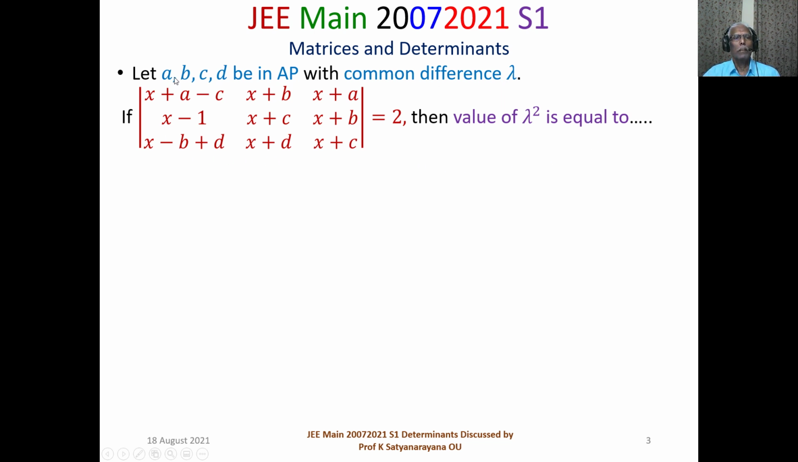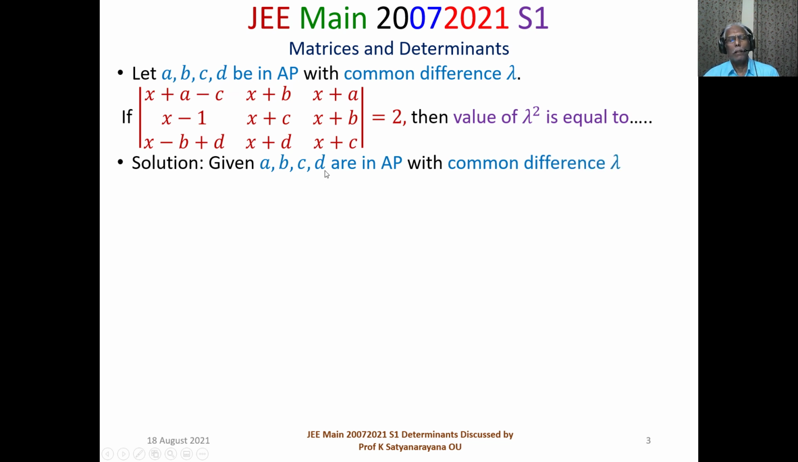The question is, A, B, C, D are in arithmetic progression with common difference lambda, and if this determinant is equal to 2, then what is the square of the common difference? That is the question. We'll discuss the solution in detail. Solution: given A, B, C, D are real numbers which are in arithmetic progression with common difference lambda.